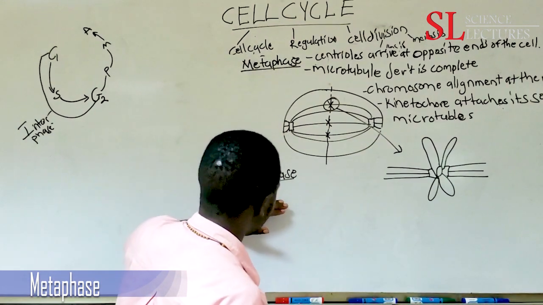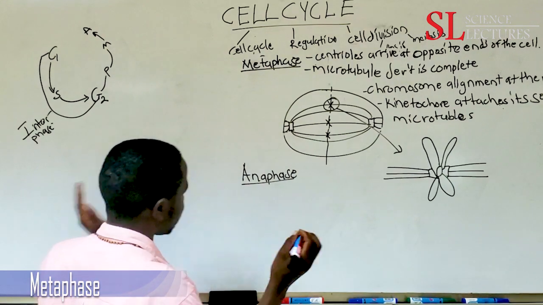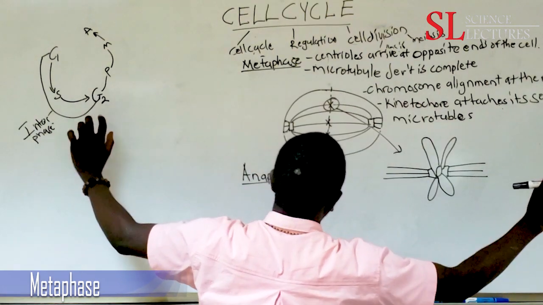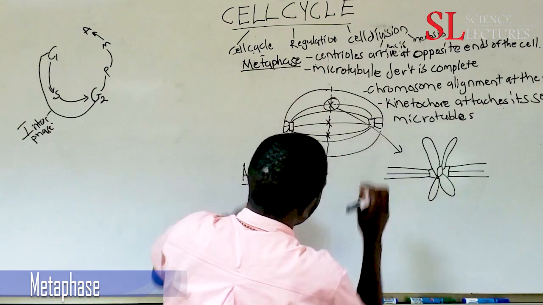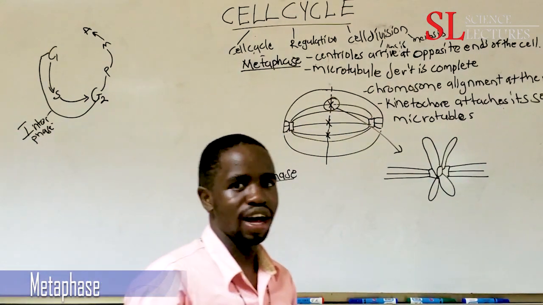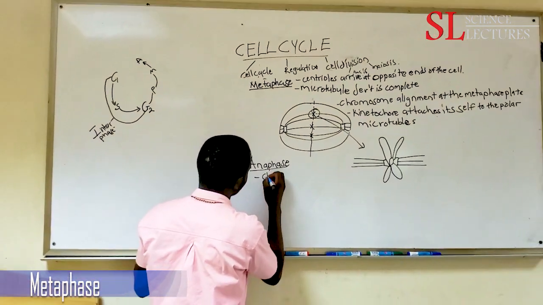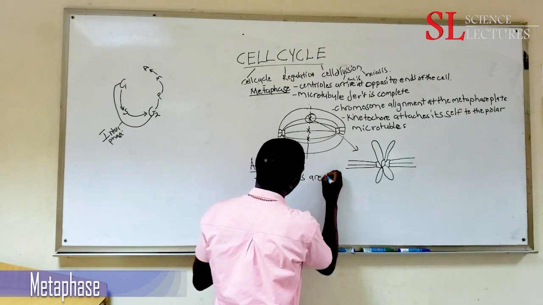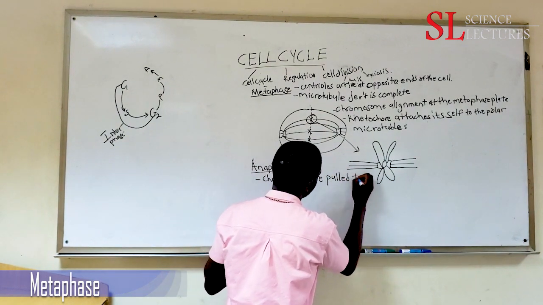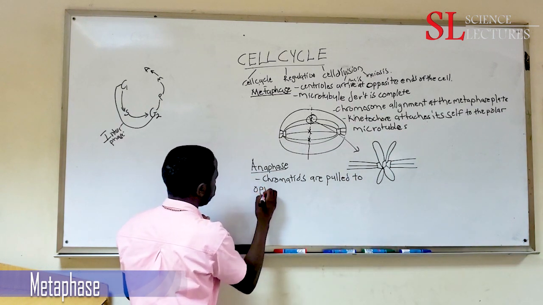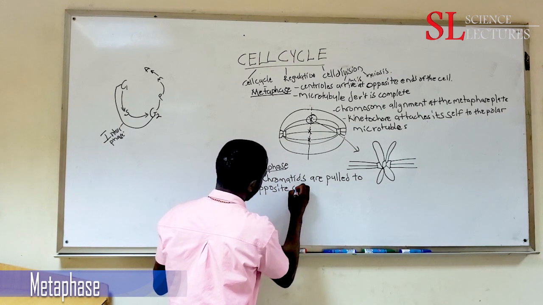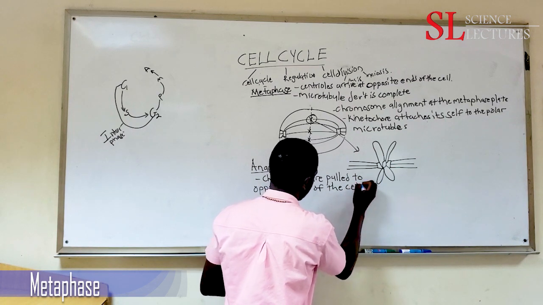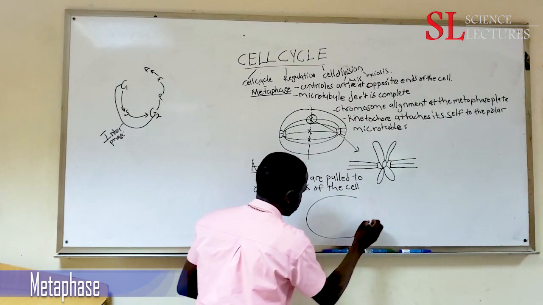Then from metaphase, the cell proceeds to anaphase. We said ana means apart. So these chromosomes shall be pulled apart, but they don't go as chromosomes, they instead go as chromatids. So I'll say here that the chromatids are pulled to opposite ends of the cell.